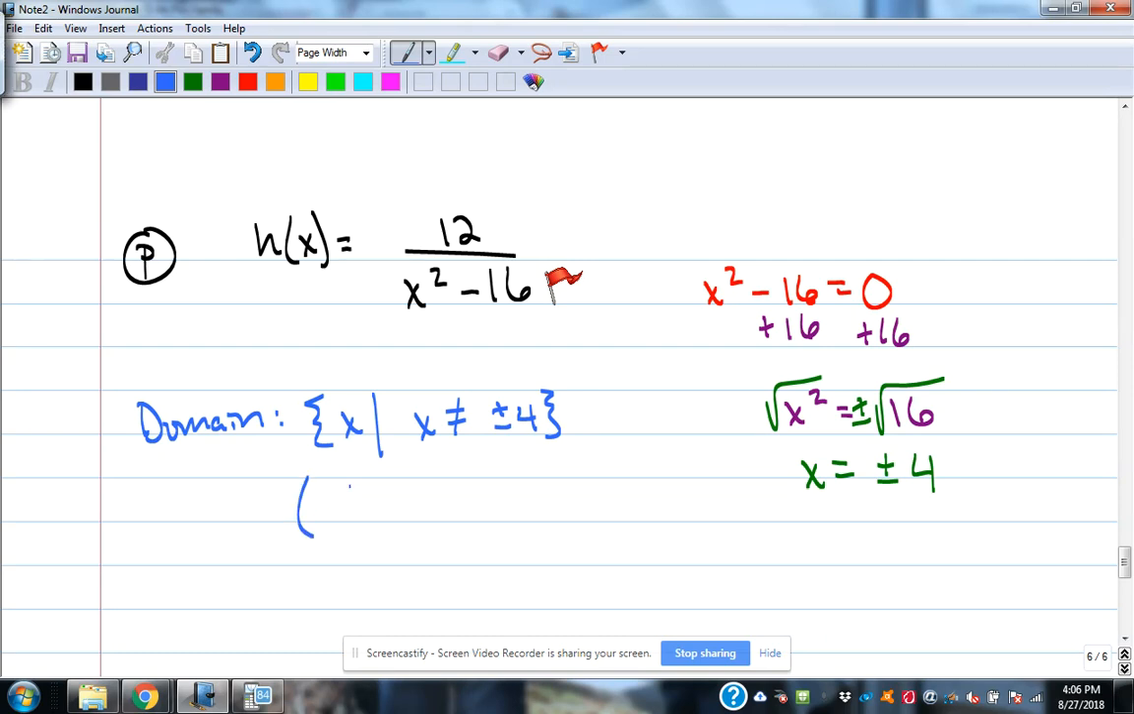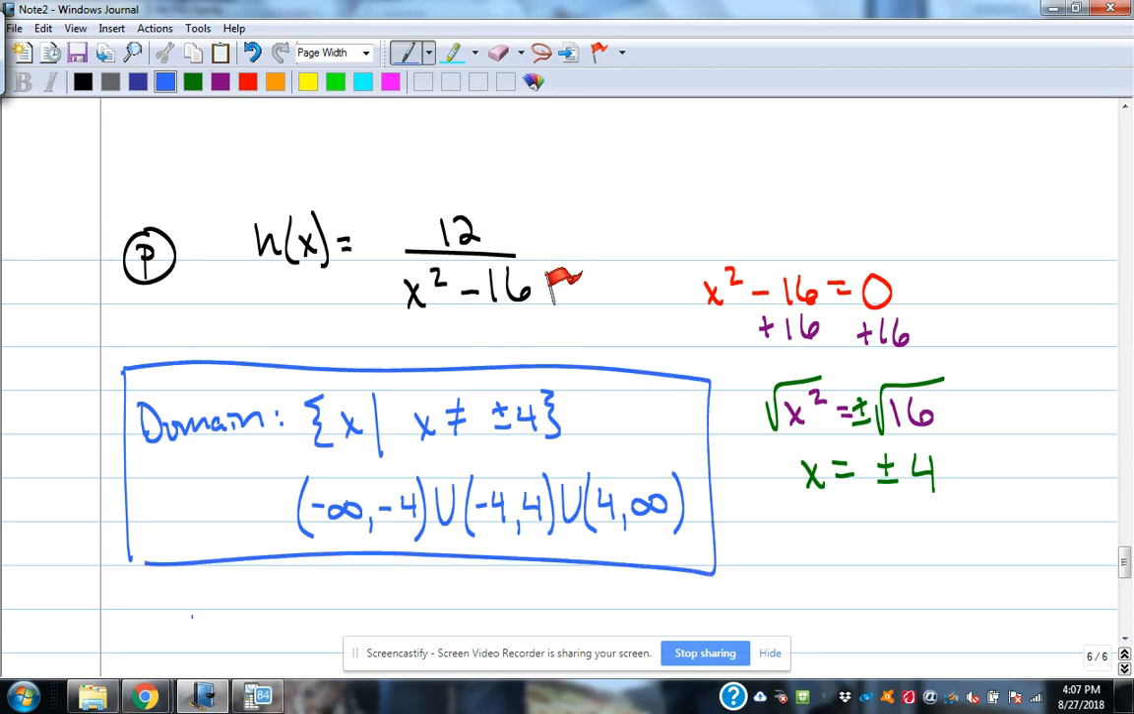where do we start with interval notation? Negative infinity. What's the next number we're going to encounter that's a problem? Negative 4 comes first. We're going to skip it. So parentheses, union, parentheses negative 4. And then we're going to keep walking until we get to where? Positive 4. And we've got to skip it. And then after positive 4, we don't have any more problems, so we can go on to infinity. So there's our domain in both different forms for that particular problem.